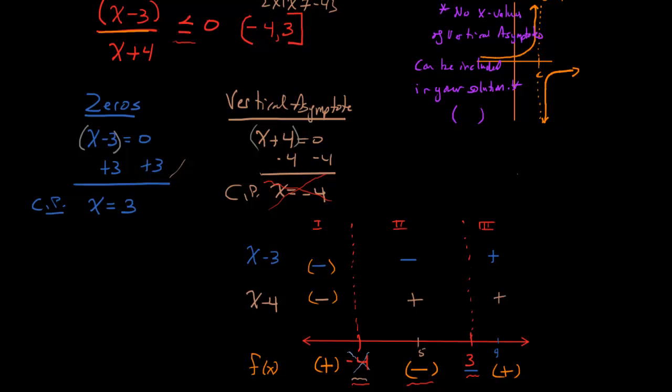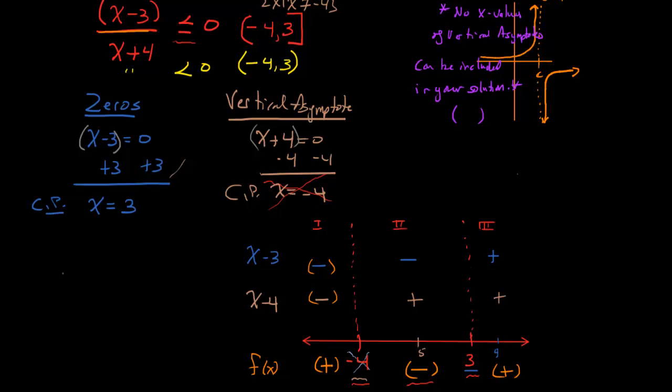Let's expand this problem. Let's say that we asked, where is this exact same problem just less than 0? So that's going to be a very similar interval. It's going to go from -4 until 3, but we're not going to include either one of these points because it is just less than 0.